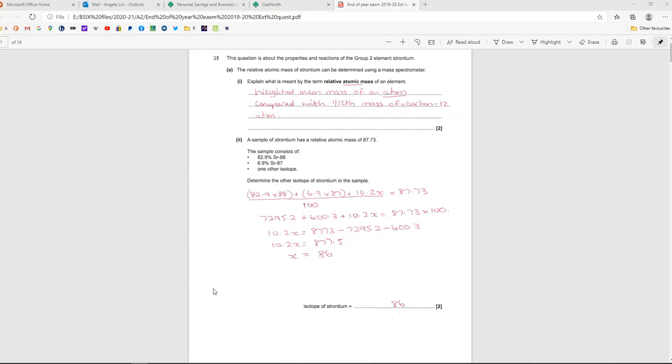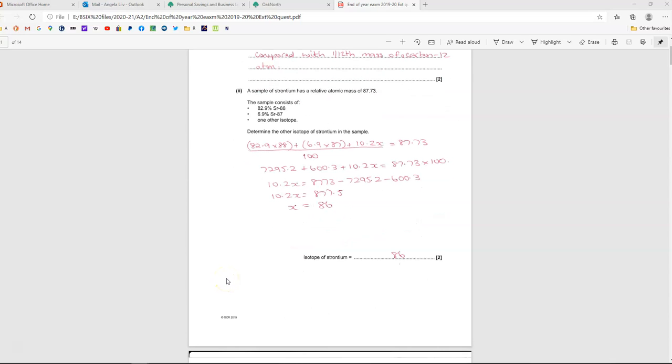Okay. Then you were asked to calculate the relative atomic mass of strontium, having been given some information. So obviously, when you calculate relative atomic mass, you need to know the percentage abundance and you need to know the mass of the isotope, or the relative mass of the isotope.